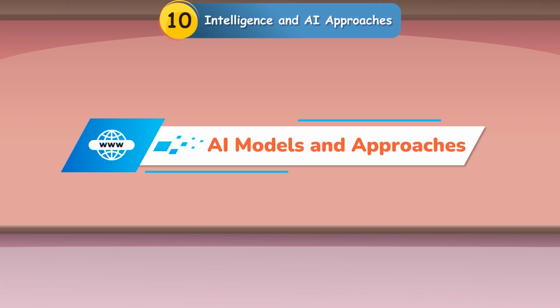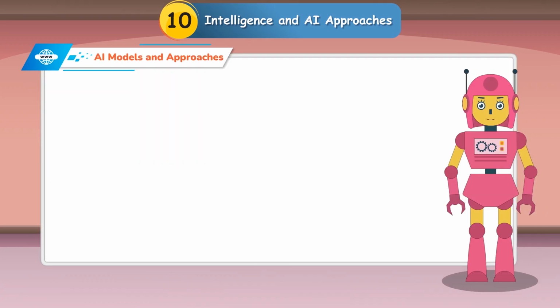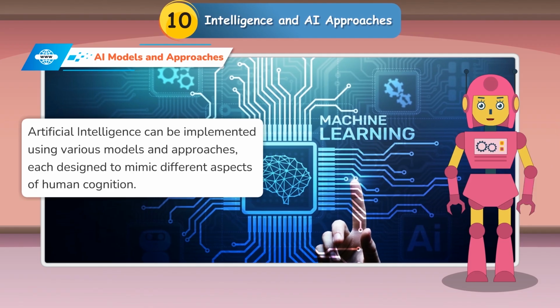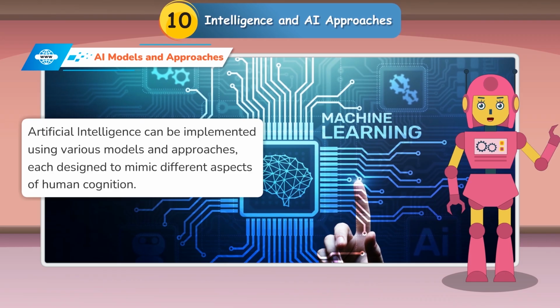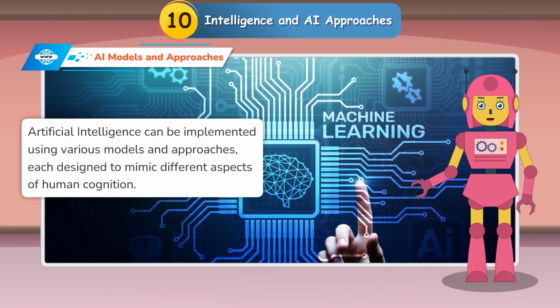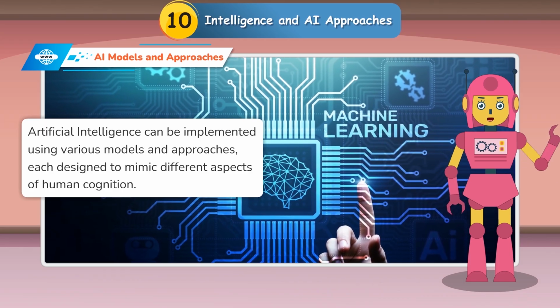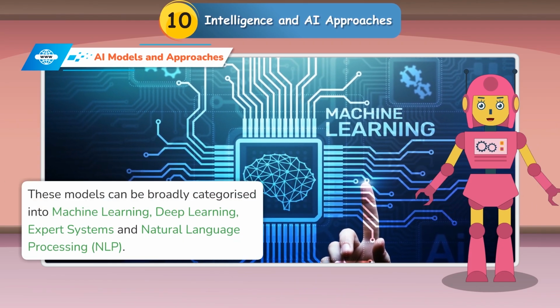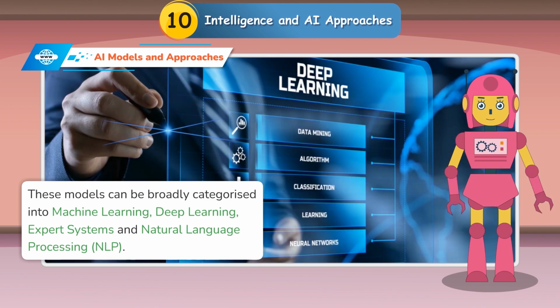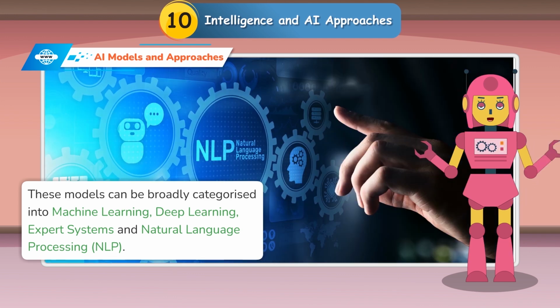AI models and approaches. Artificial intelligence can be implemented using various models and approaches, each designed to mimic different aspects of human cognition. These models can be broadly categorized into machine learning, deep learning, expert systems, and natural language processing (NLP).